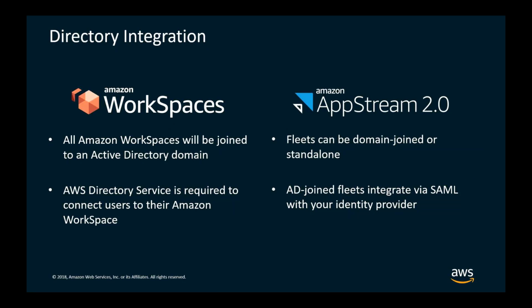So after deciding on the network, we move to user access and directory integration. Now, for our example, we're going to assume a requirement for domain authentication in both WorkSpaces and AppStream. All WorkSpaces will be joined to an Active Directory domain. The AWS Directory Service is required to connect users to their Amazon WorkSpace.